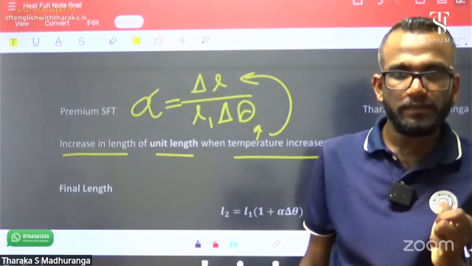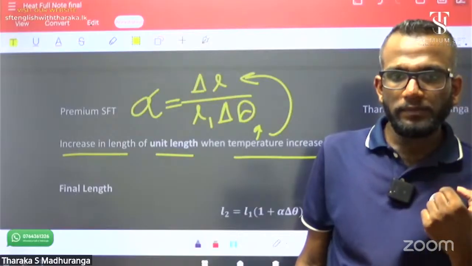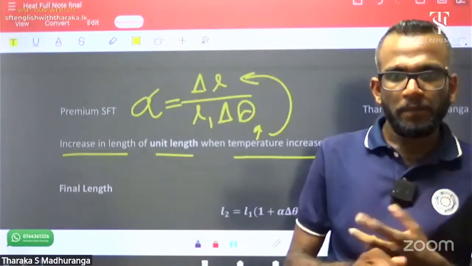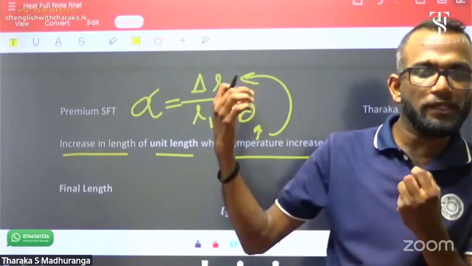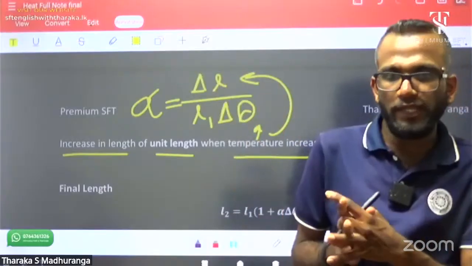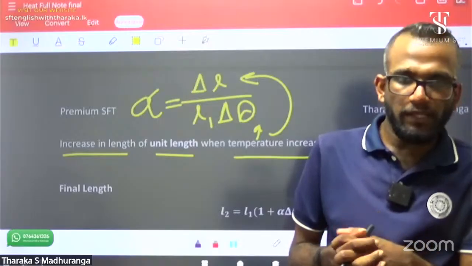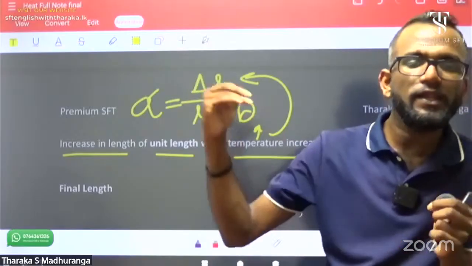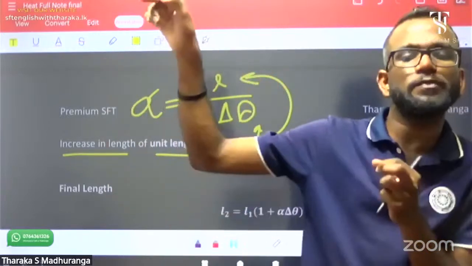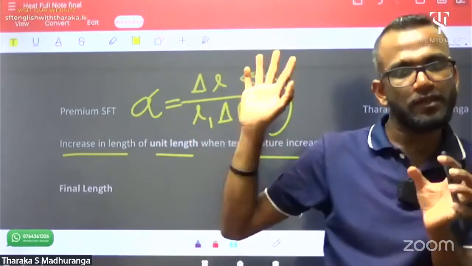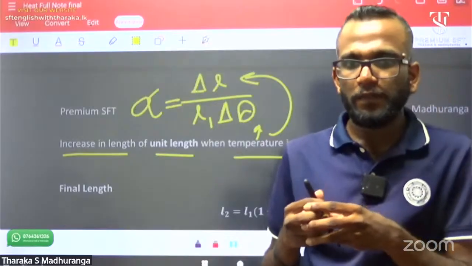Got it? The linear expansion of any material while increasing the temperature by 1 degree, for unit length of this material. Unit length while increasing the temperature by 1 degree, its increased length, its linear expansion or its length difference, is the alpha. Got it?